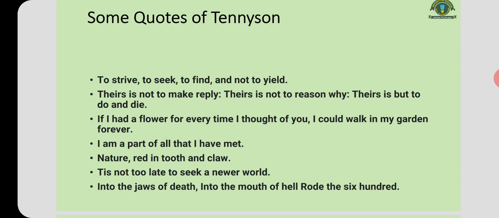The third quotation is: If I had a flower for every time I thought of you, I could walk in my garden forever. That means that having a flower in my hand and thinking about you, I could walk in my garden for many, many hours, forever and ever. I can walk in that garden thinking about you forever and ever. And the other quotation is: I am a part of all that I have met.